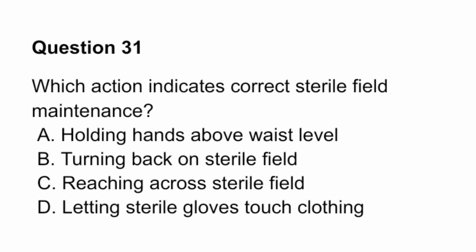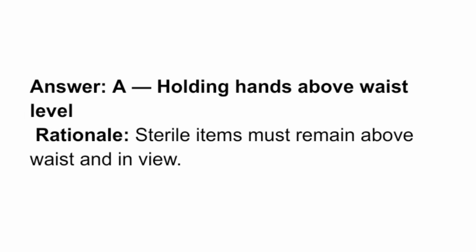Question 31. Which action indicates correct sterile field maintenance? A. Holding hands above waist level. B. Turning back on sterile field. C. Reaching across sterile field. D. Letting sterile gloves touch clothing. Answer, A. Holding hands above waist level. Rationale, sterile items must remain above waist and in view.